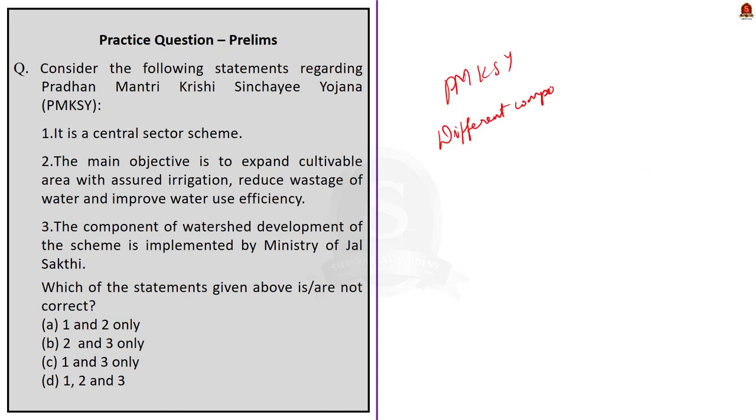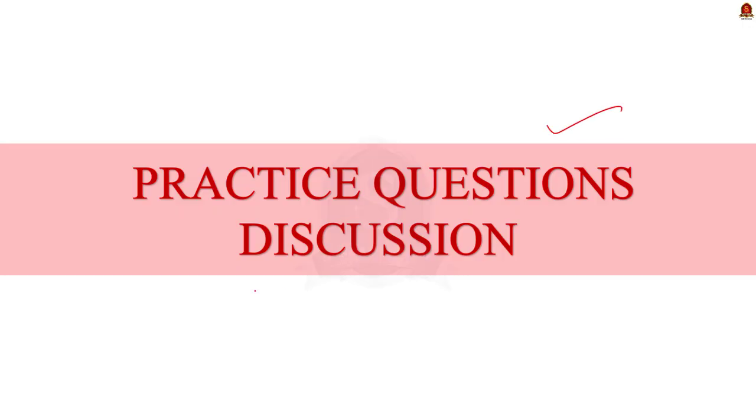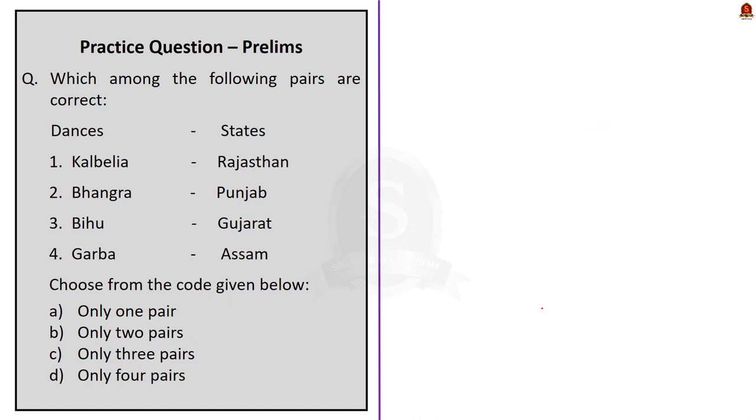With this, let's move on to the next part of our discussion, that is prelims practice question discussion. Today, we have taken three different questions for our discussion. Now, let's start with the first question. See, it is a match the following type of question. The dances are given in one column and the states associated with them are given in the other column. The question asks for the correct pairs.